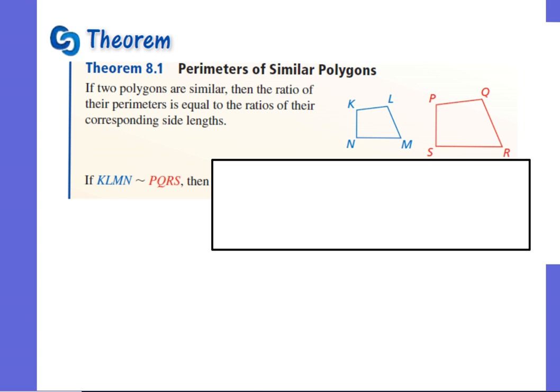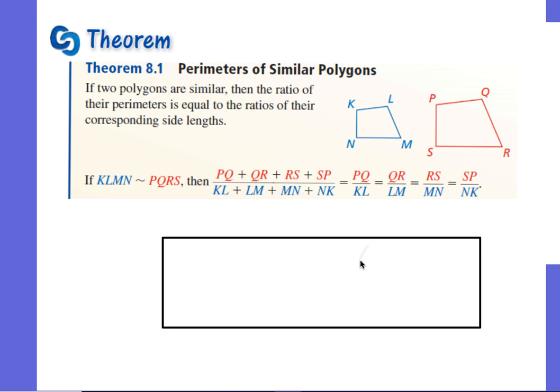So if two polygons are similar, then the ratio of their perimeters is equal to the ratio of those corresponding side lengths. Ladies and gentlemen, all this means is that the ratio of the perimeters is equal to the scale factor of the side lengths.